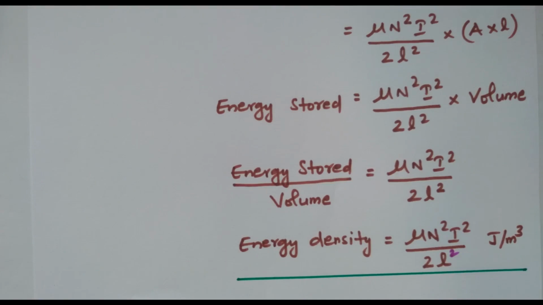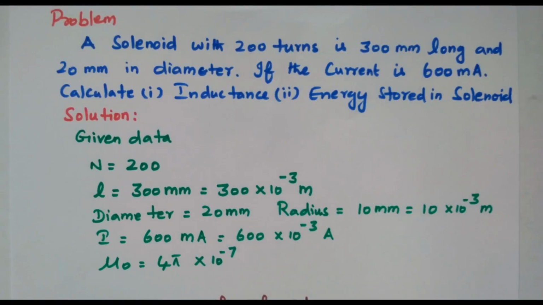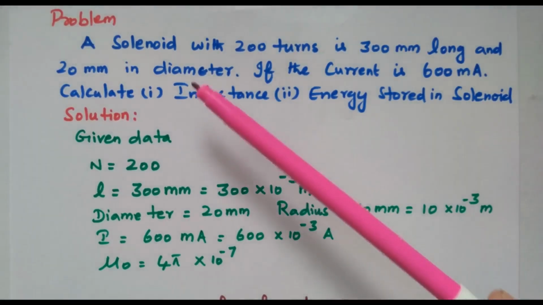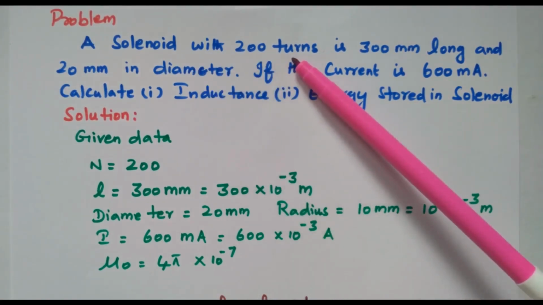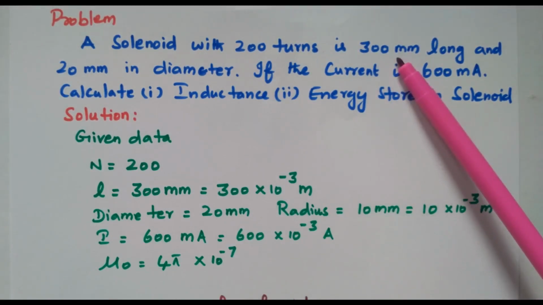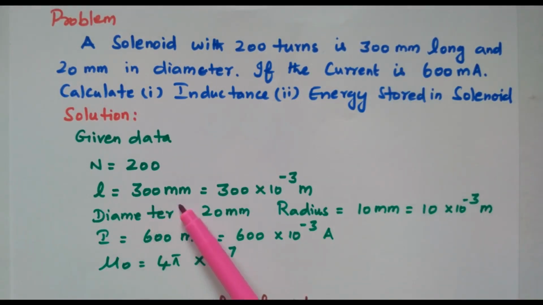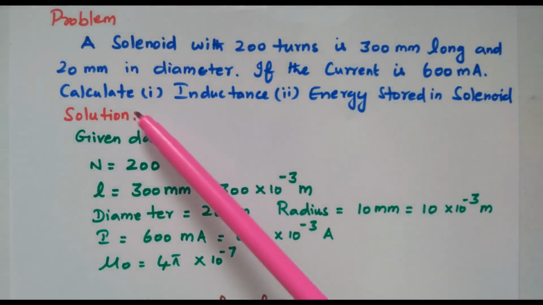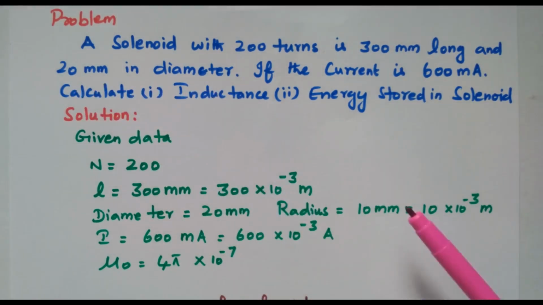Now we'll see one problem based on the solenoid. In this problem, a solenoid with 200 turns, the number of turns equal to 200, 300 millimeter long. The length of the solenoid is 300 millimeter, that is 300 into 10 to the power minus 3 meter, right? The millimeter is converted into meter. And 20 millimeter in diameter, right? The diameter is 20 millimeter, then the radius will be 10 millimeter. That is converted into meter: 10 into 10 to the power minus 3 meter, right?